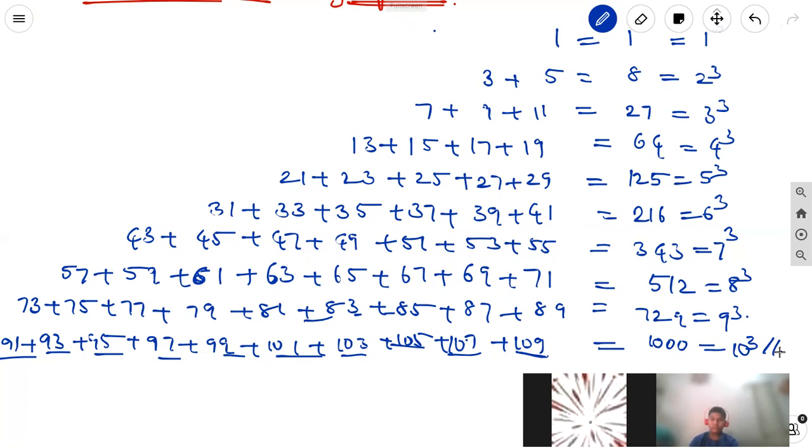So what are the numbers there? Up to 2 cube, 3 numbers are used. Up to 3 cube, 6 numbers are used, like that.